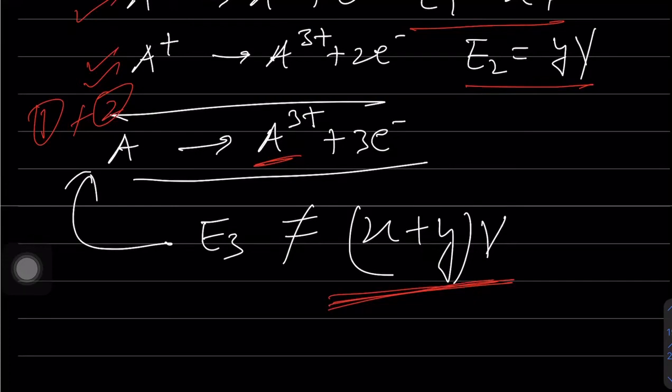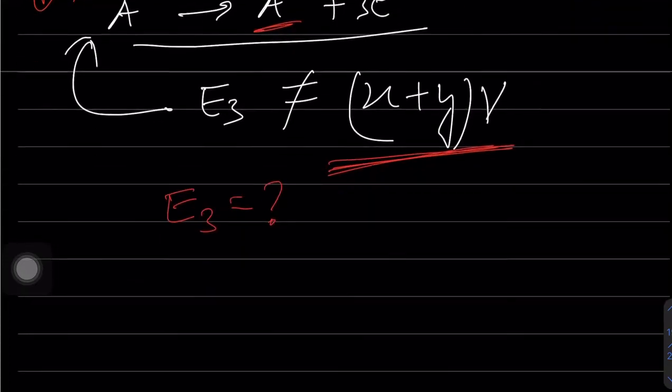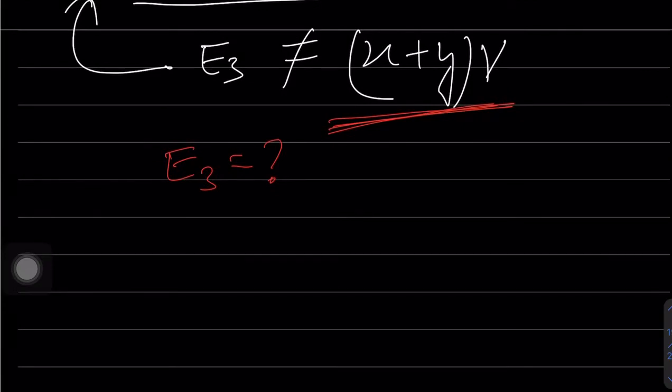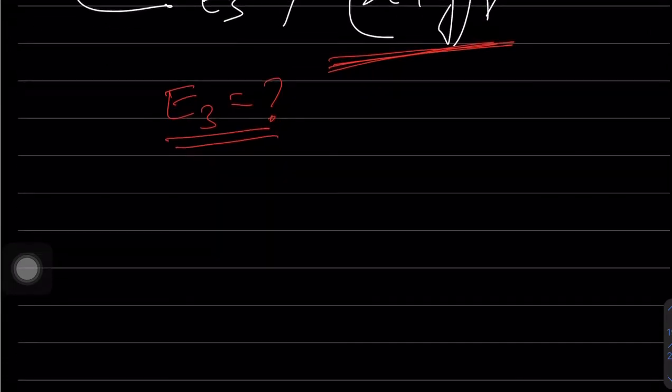Then what will it be? Tell me what it will be. It is not x plus y, because it is not additive, so we cannot add simply. So keep it in mind. 99% of students do this wrong in the exams and in the questions. They do this completely wrong. They simply add this. This is not additive. Then how do we find E3? We find E3 by using delta G.